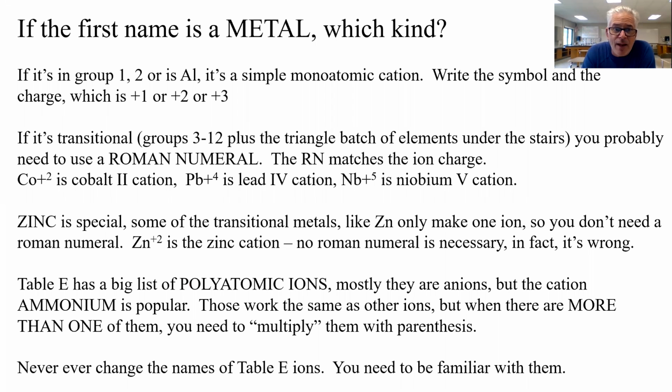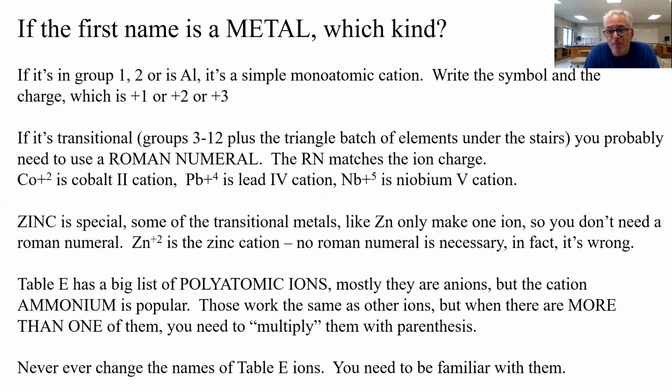If it's a transitional metal from group 3 to 12 plus the triangle elements, I call them under the stairs, it's a little triangle shape under the stairs, then you probably need a Roman numeral. Most of them need Roman numerals, but not all of them, right? Zinc, for instance, only makes it +2. You don't get a Roman numeral.